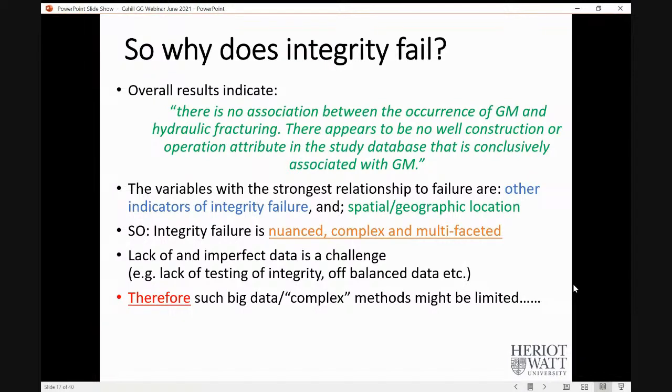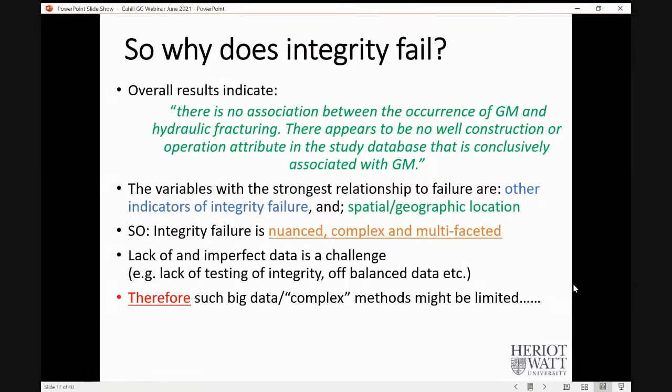That being said, there were variables which had the strongest relationship to failure, which included other indicators of failure and spatial and geographic location. So this started to point out that once a problem well, often it carries on being a problem well. And if you keep trying to fix it, it's difficult to fix. And also some regions just seem to have more issues than others. So this kind of spatial geographic phenomenon.